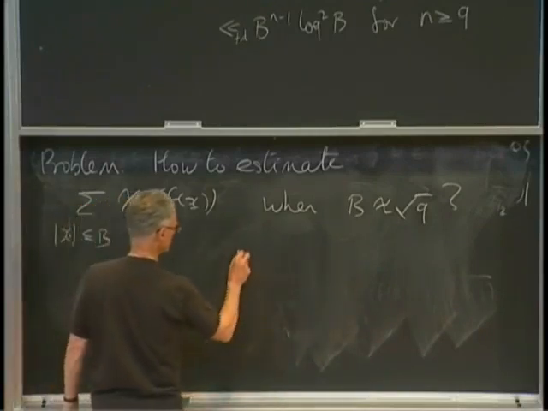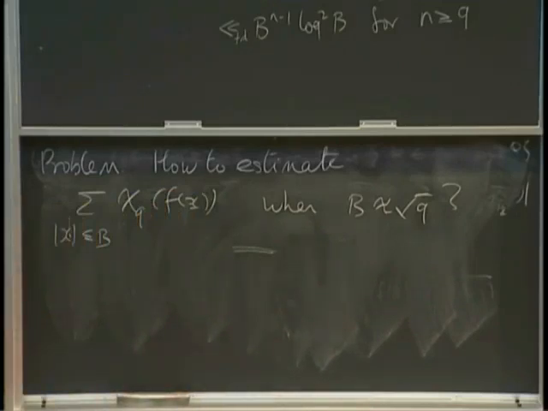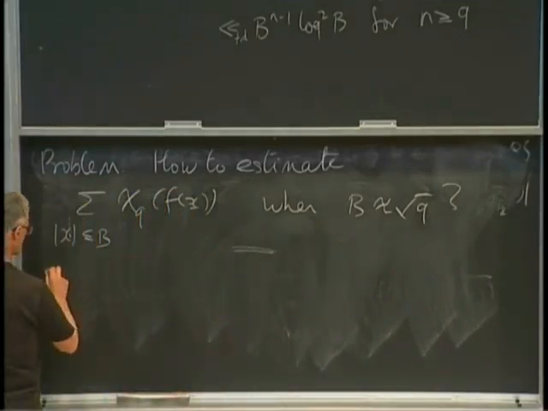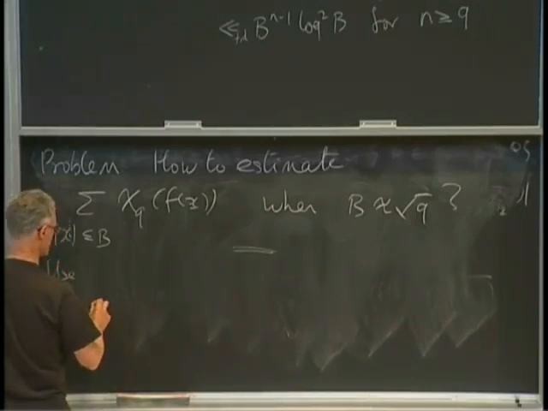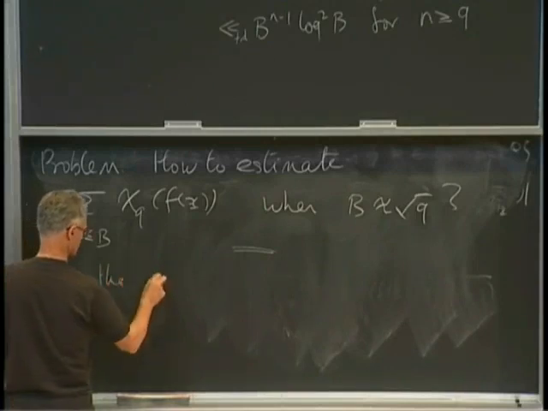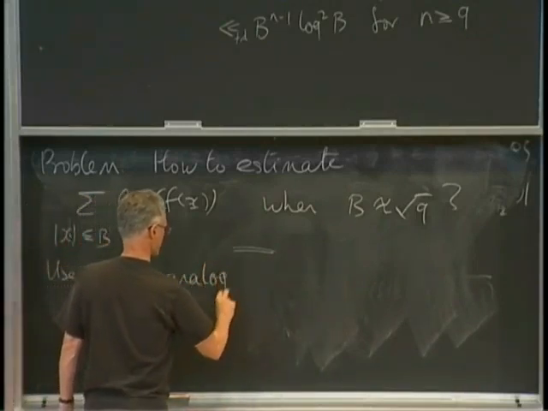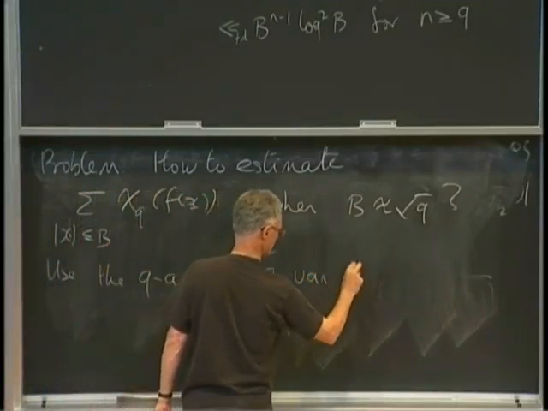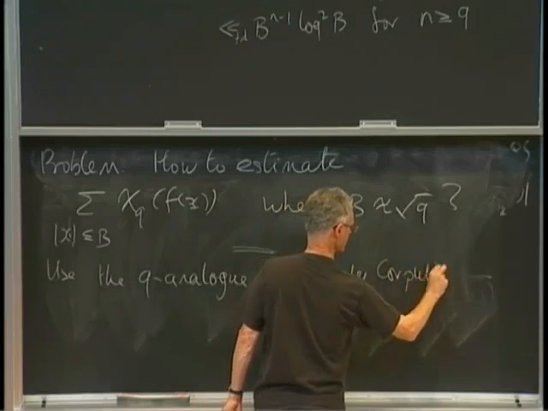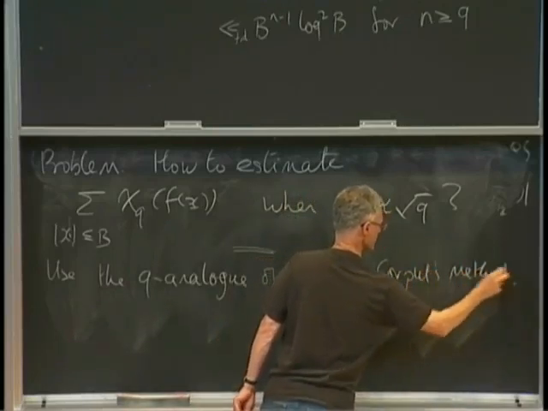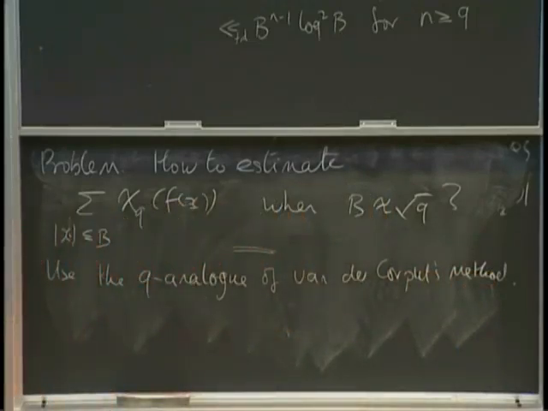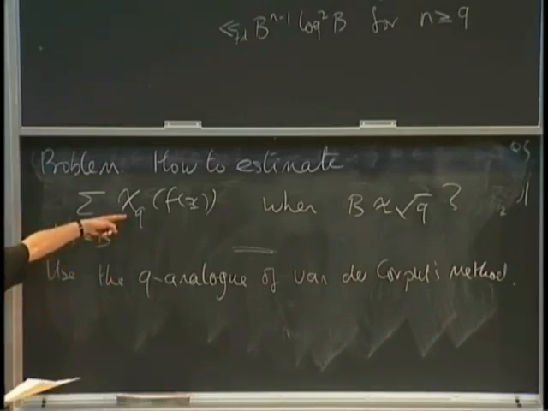So what we're going to do, and this is the new part of the work with Lillian Pierce, is to use what we've called the q-analog of van der Corput's method. So van der Corput's method is a method that's well known in connection with estimating exponential sums in the sense of the Riemann zeta function, etc. But it can also be used for character sums in a restricted setting. And the restricted setting where it works efficiently is when the modulus here is composite, highly composite.